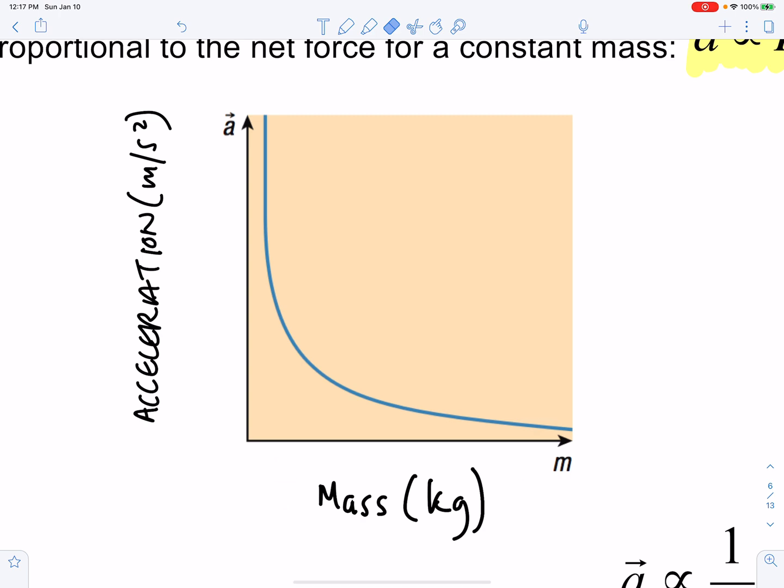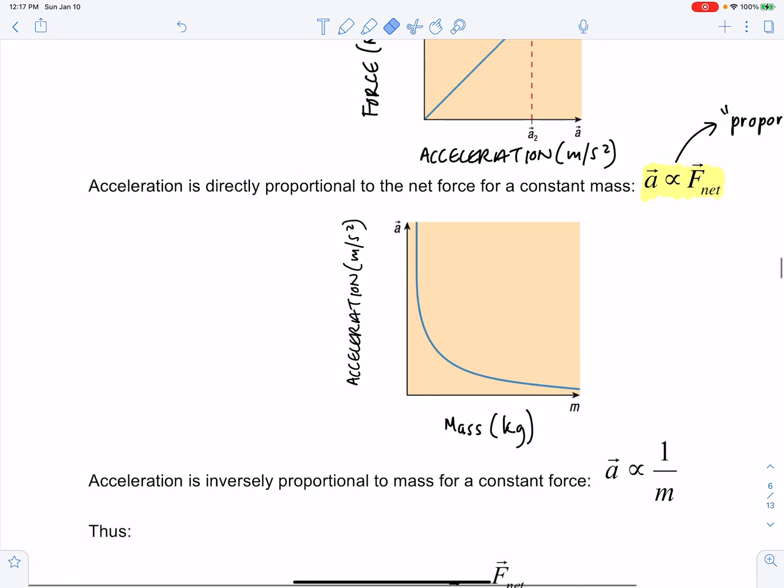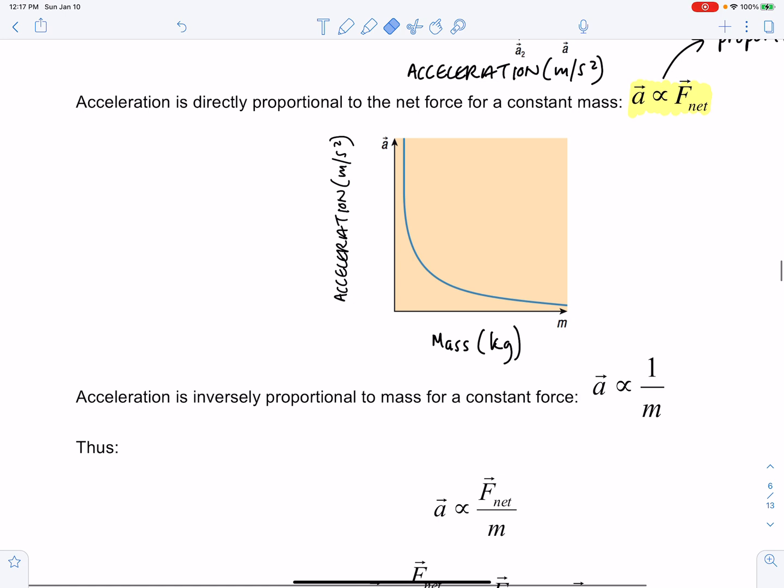So they found this by applying a steady force to a bunch of objects of different masses, and they noticed that the smaller the mass, the larger the acceleration, and the larger the mass, the smaller the acceleration. So they summarized this with the proportionality statement stating acceleration is inversely proportional to the mass. And that's why we have 1 over m. That means inversely to the mass.